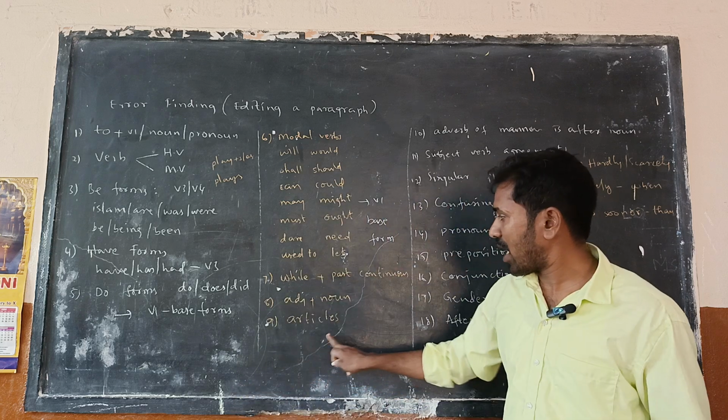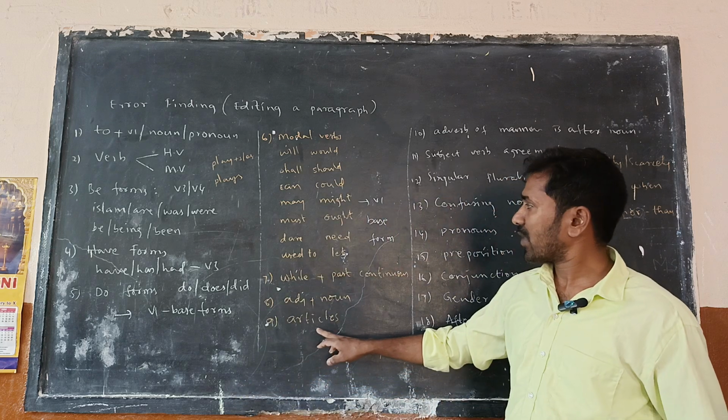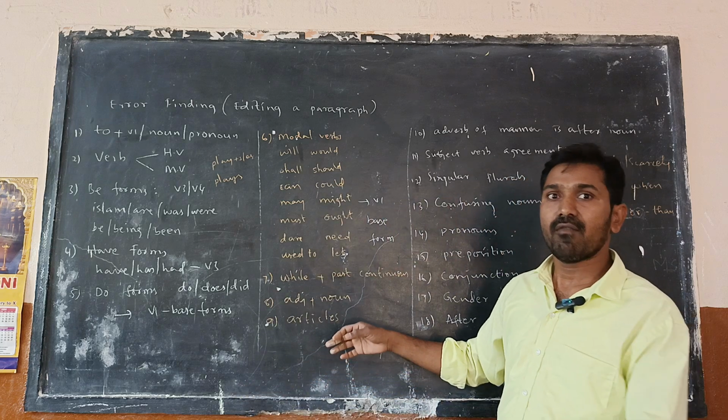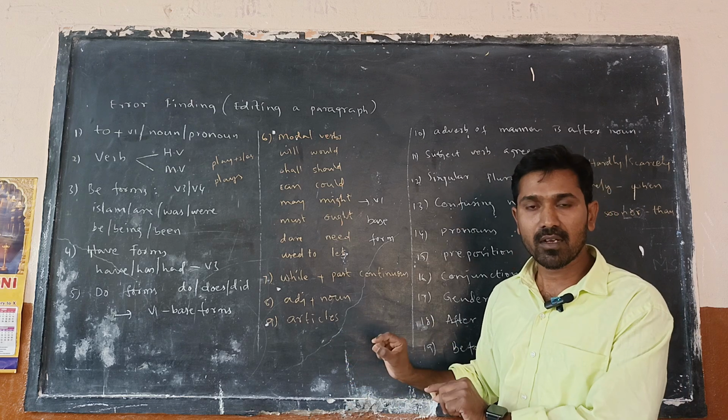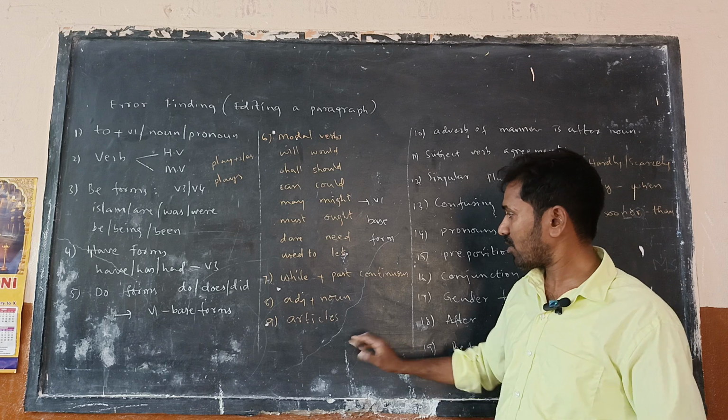Next, a or an or the. But we never say a woman or an woman. A woman. Next, that's correct.